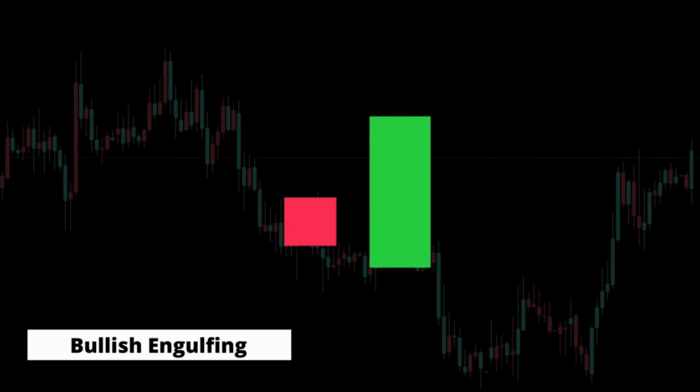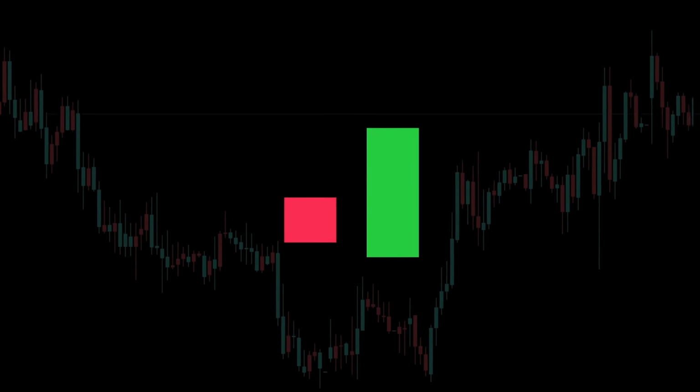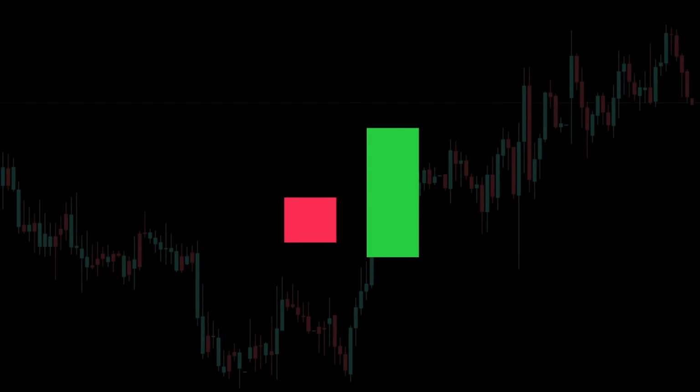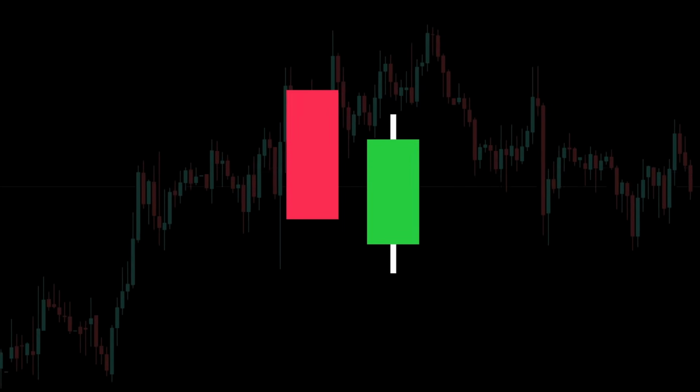Bullish engulfing. The large green candle completely engulfs the previous red one. Shift in momentum towards the bulls. This is an extremely bullish sign observed at the support level. Piercing pattern. The second candle closes above the middle of the first red one, the end of the downtrend.